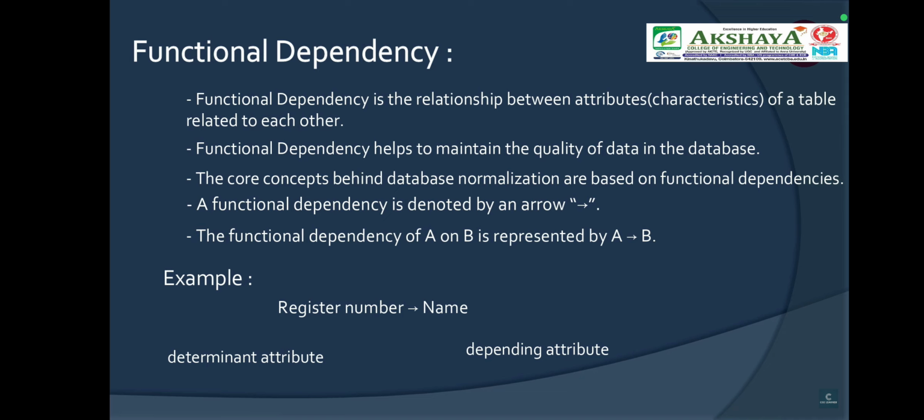For example, in a student database, if the student ID uniquely determines a student name, we write student ID → student name. Another way to describe functional dependency is a relationship between attributes, where characteristics of a table are related to each other. Functional dependency helps to maintain the quality of data in the database. The core concept behind database normalization is based on functional dependencies.